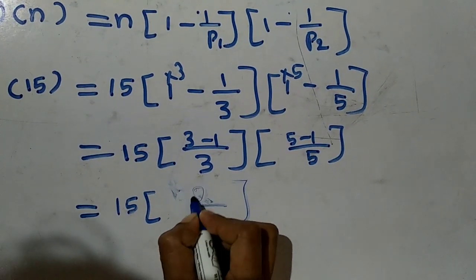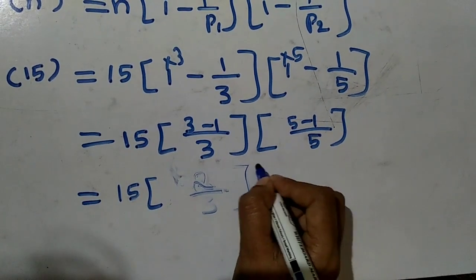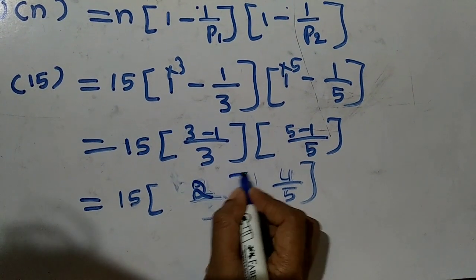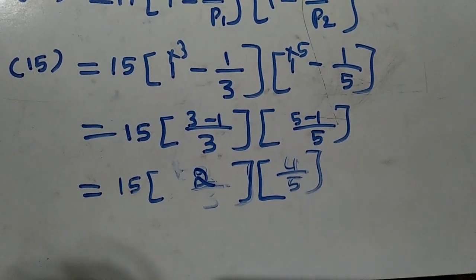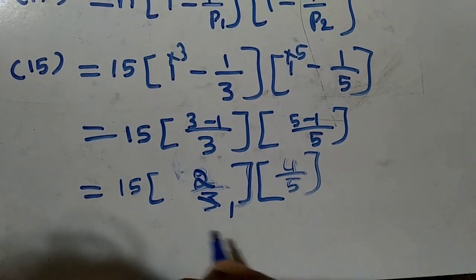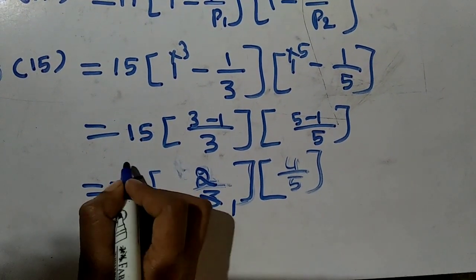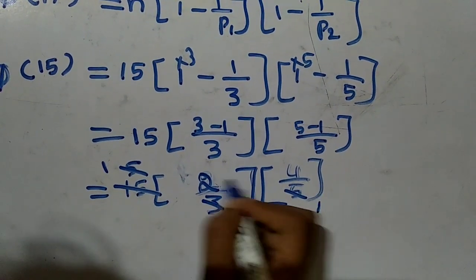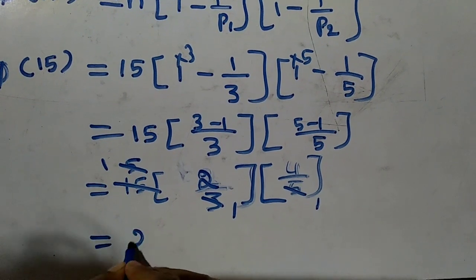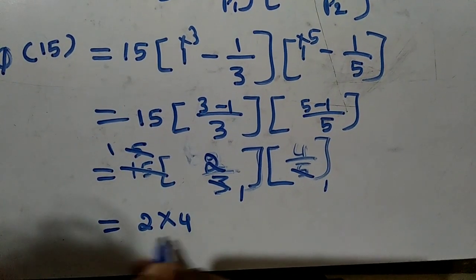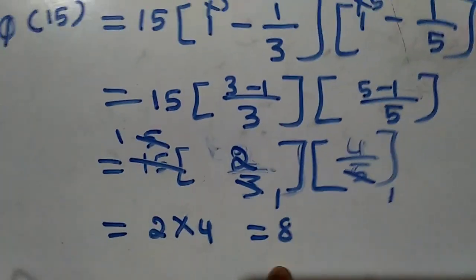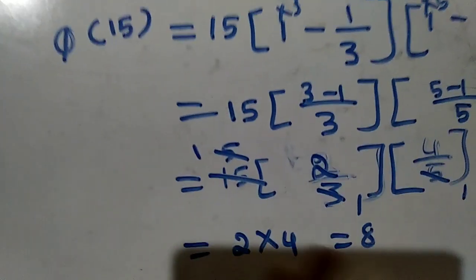So this is 2 by 3, and this is 4 by 5. This is 2 by 3 and this is 5 by 5. So 3 times 5 is 15, and 5 fives are 5. So this is 2 into 4. How much? 8. So this 8 is the number of automorphisms.